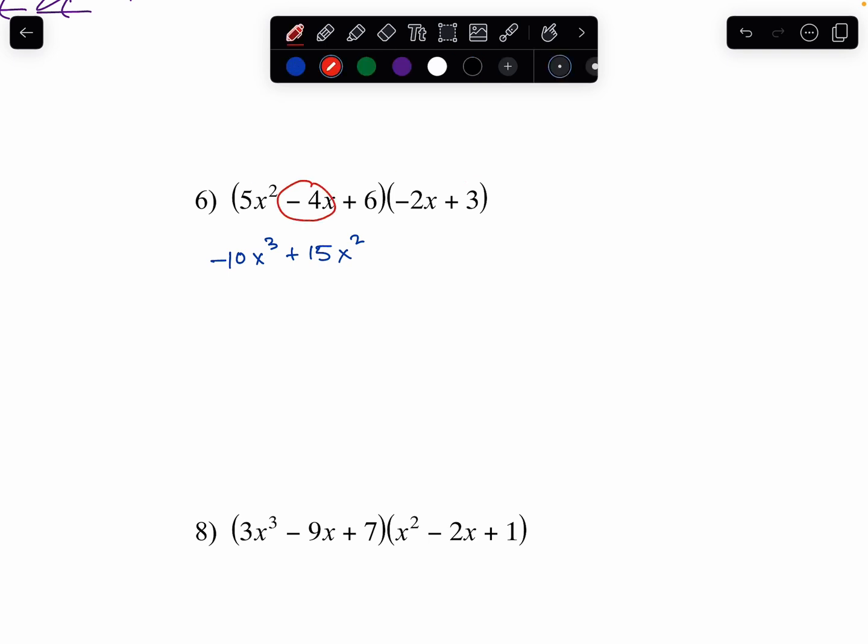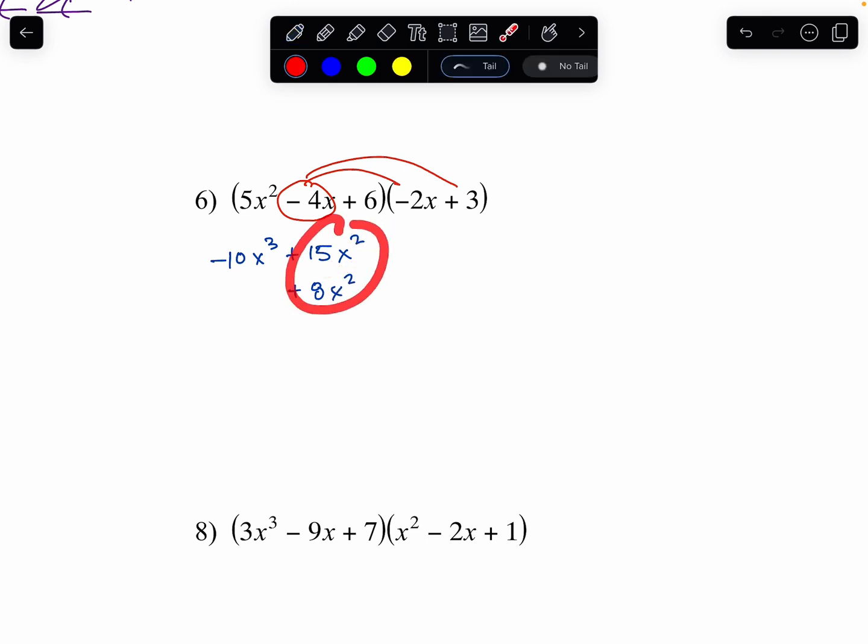This one is also going to multiply with those terms right there. So negative 4 times negative 2 is going to be positive 8, and x times x is going to be x squared. And I'm going to stack these. So I'm going to stack them where I already have an x squared term. When I multiply that here, I'm going to get an x squared term, and since I already have an x squared term, I'm going to stack them so that I can combine like terms a little bit easier.